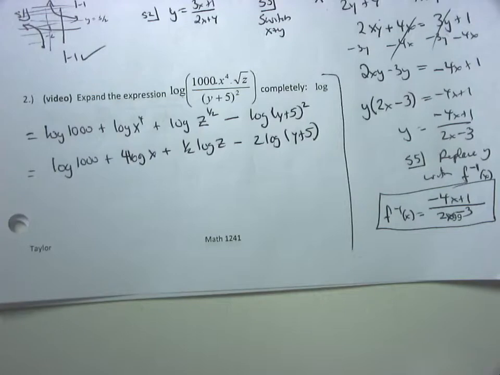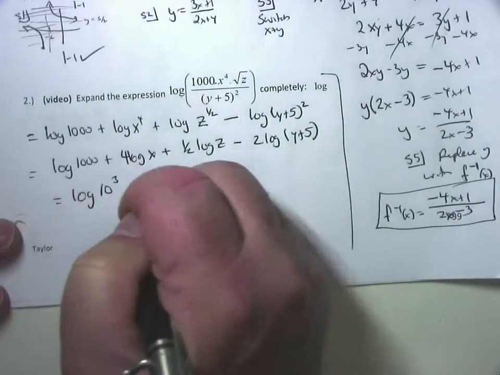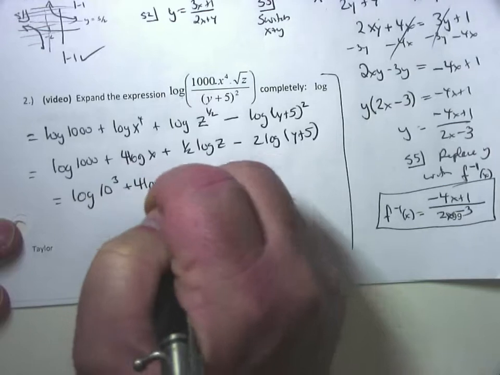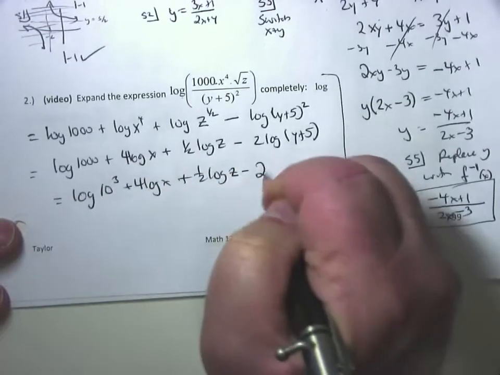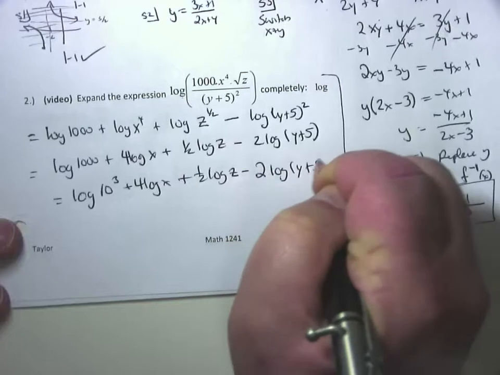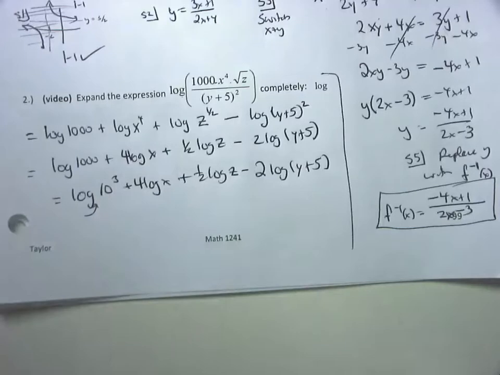10 cubed. Okay? So this is equal to the log of 10 cubed plus 4 log of x plus 1/2 log of z minus 2 log of y plus 5. But what is the base on this log right here understood to be? Understood to be a base 10.